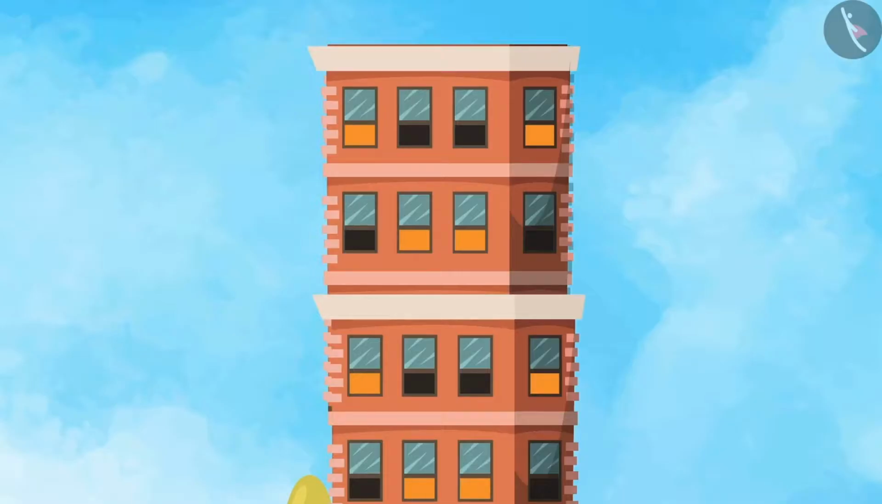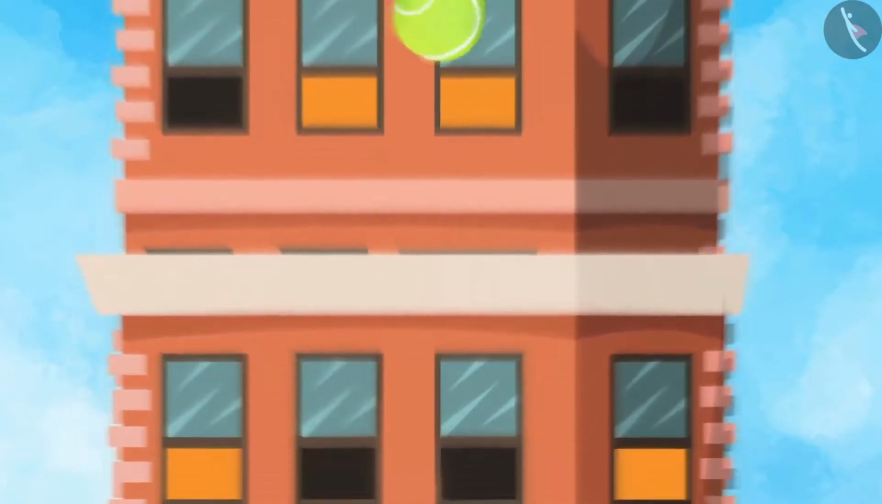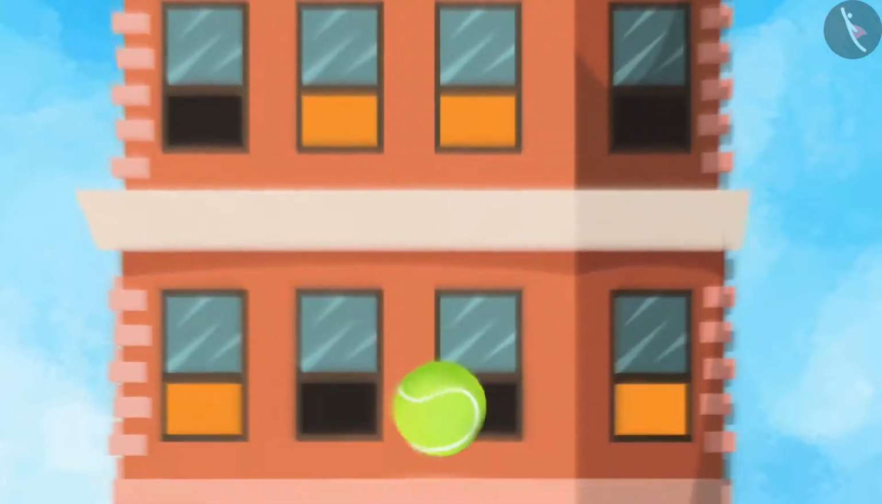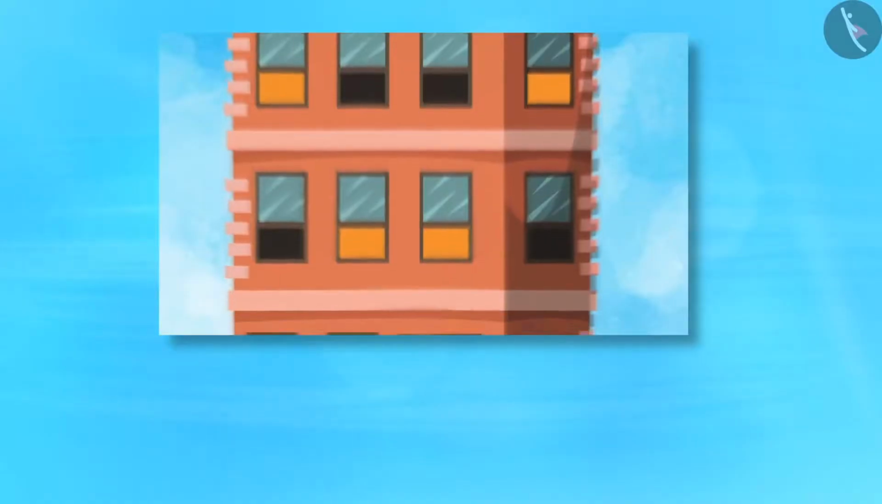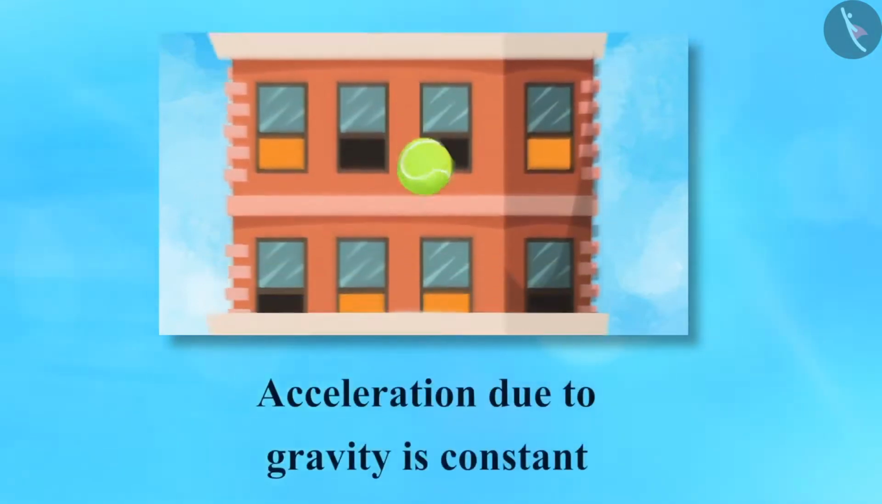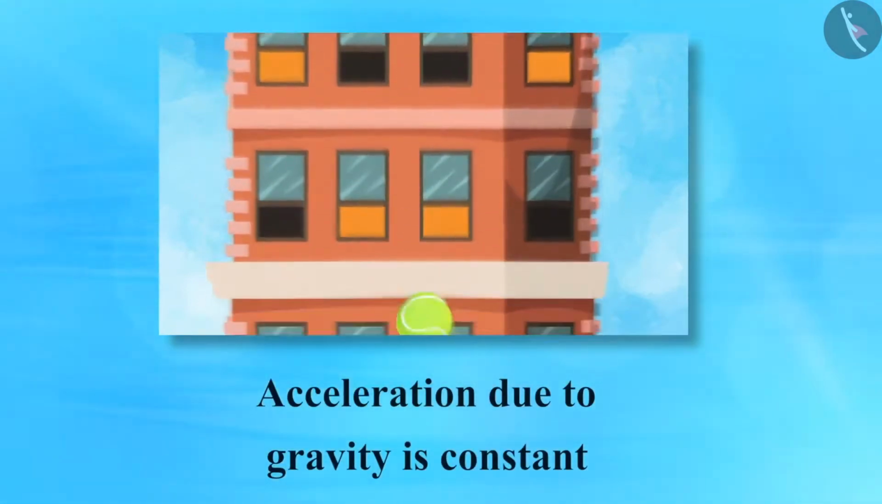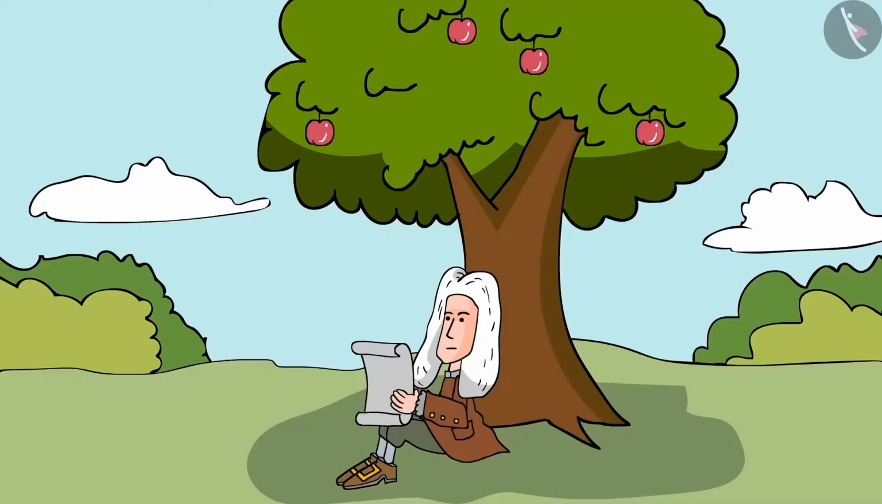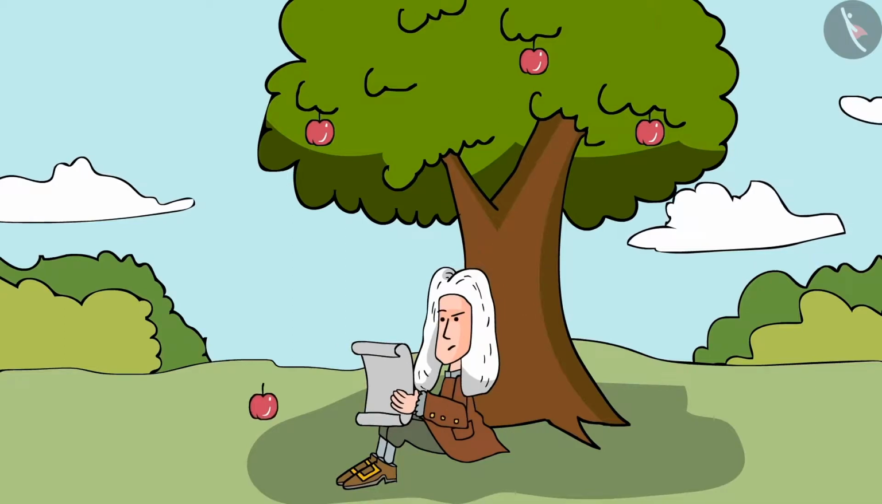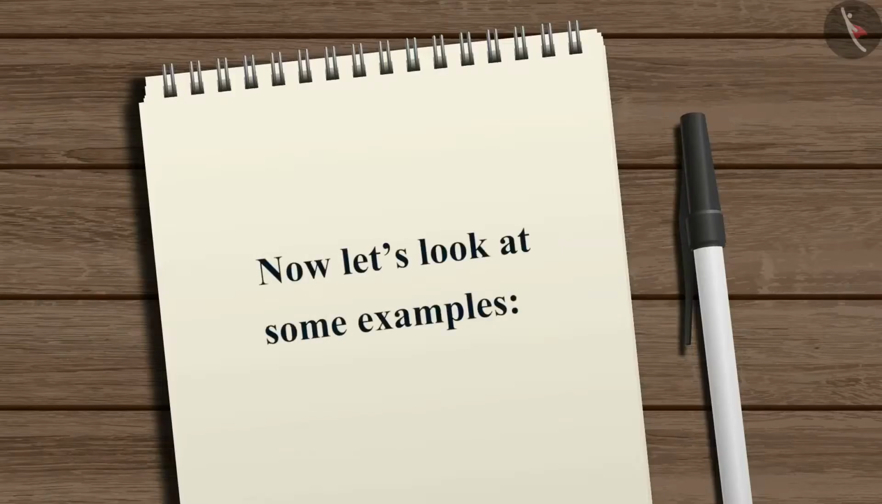Let's take another example. Take a ball to the roof of your house and release it. You will observe that the ball is in uniformly accelerated motion. This is because the acceleration due to gravity is constant. You will learn about gravity in Chapter 10. Now let's look at some examples.